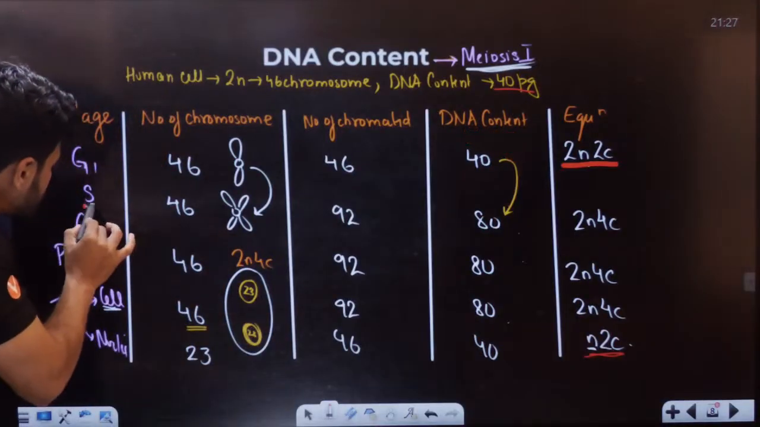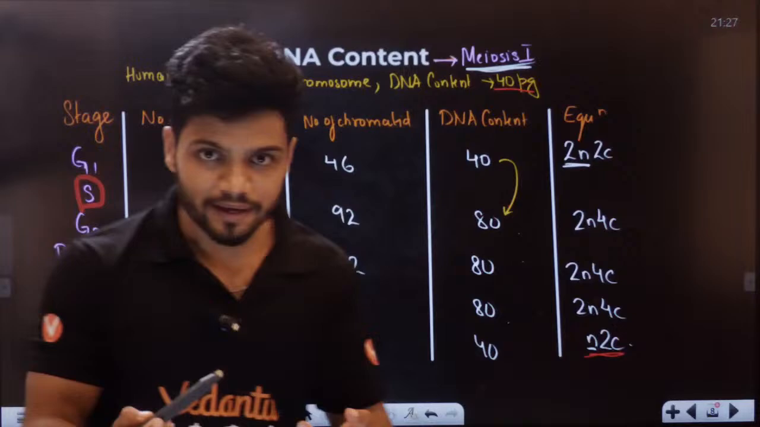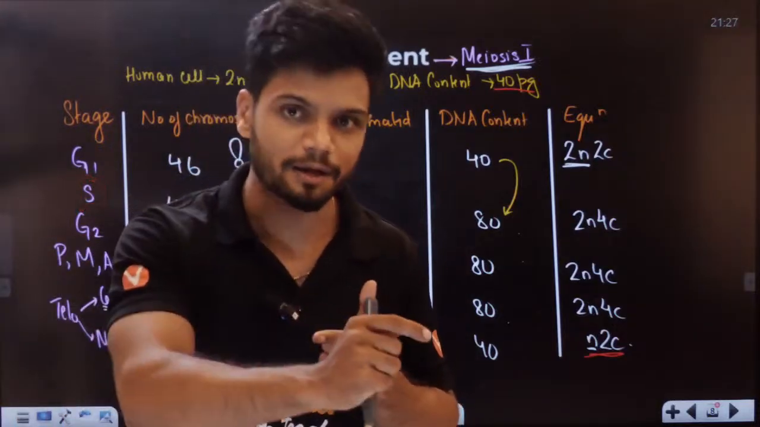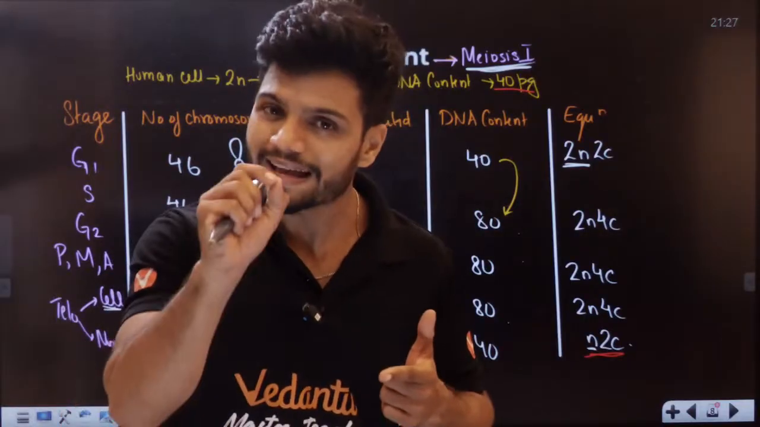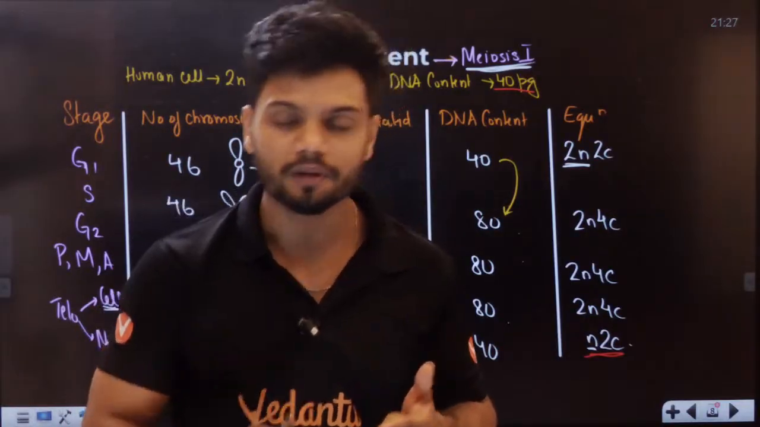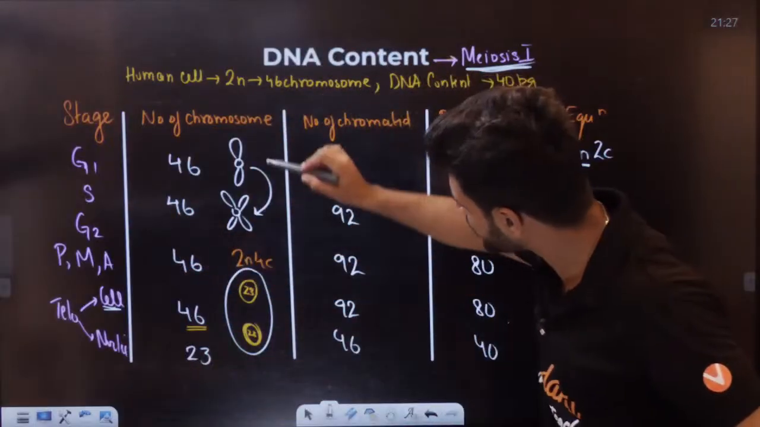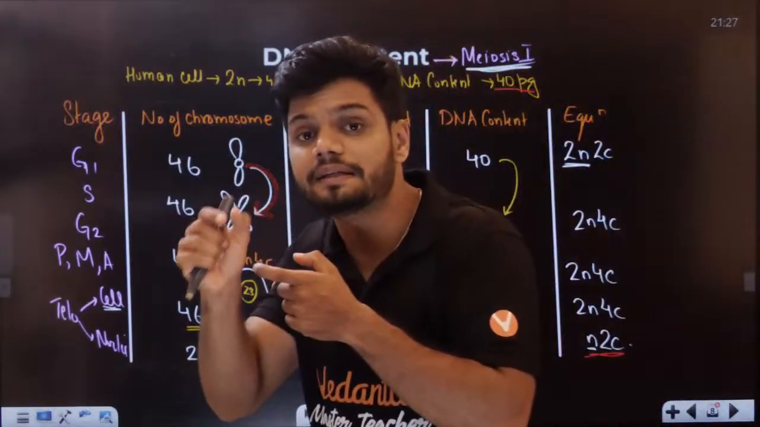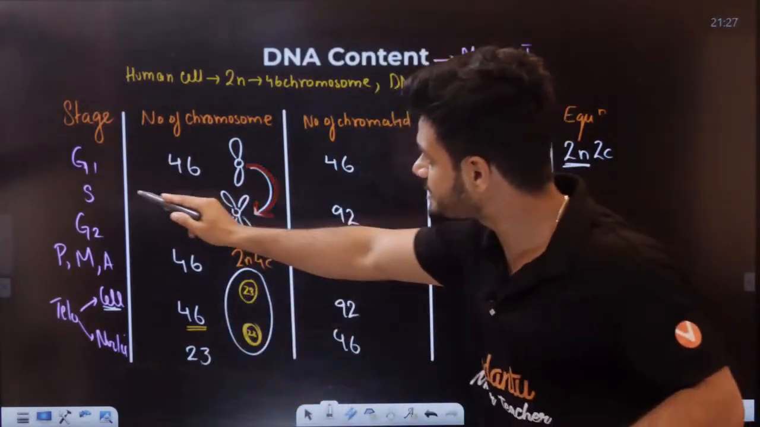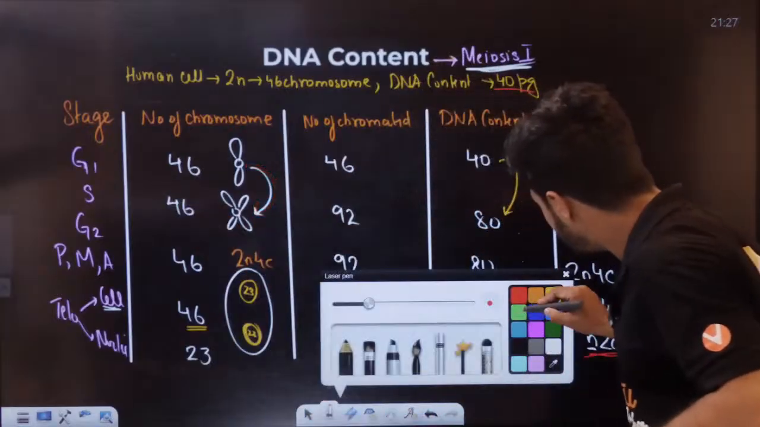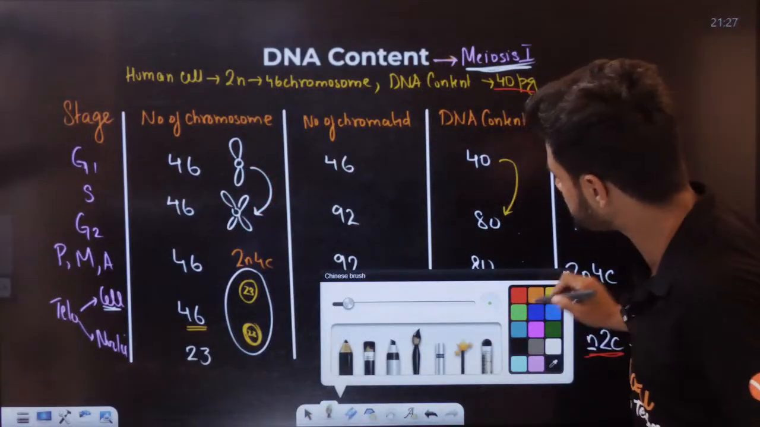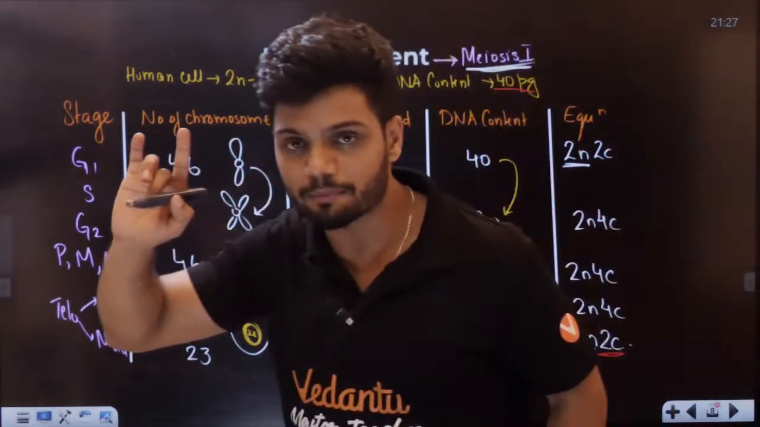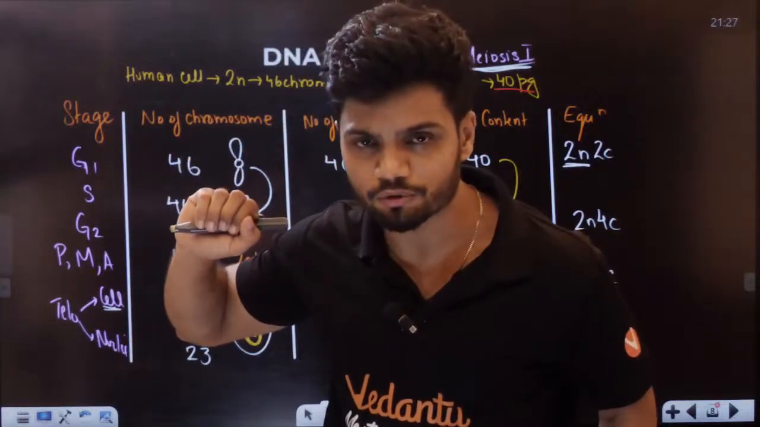Now in the S phase of your cell cycle, DNA replication takes place. DNA is replicating in the S phase, so the number of chromatids and the DNA content are increasing. One chromatid became two chromatids.